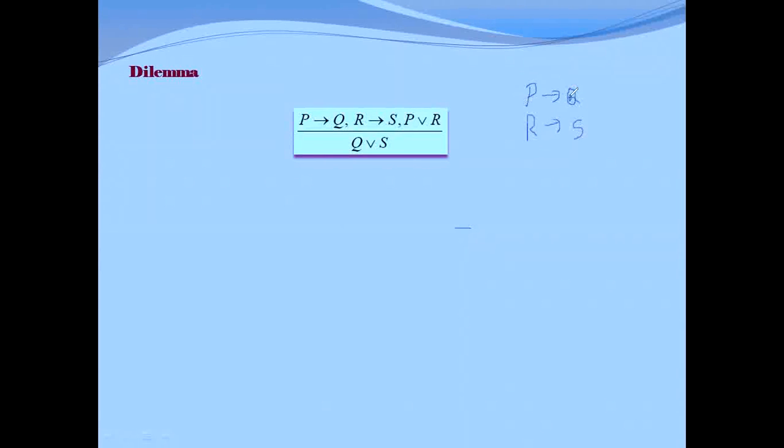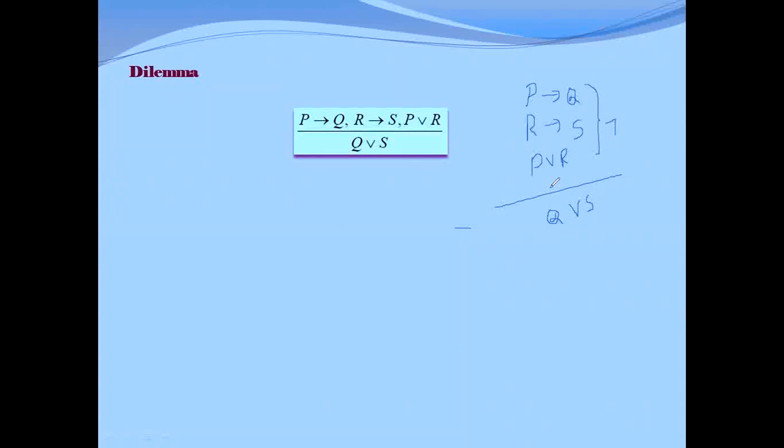Next one is dilemma. Here P, Q, R, S are four different propositions, and they are related as P implies Q, R implies S, and P ∨ R. If all these three formulas are true, then you can say Q ∨ S will be true. To remember it, we can write here like this: P implies Q, R implies S, and P ∨ R. If all these three are true, then we say Q ∨ S will be true.